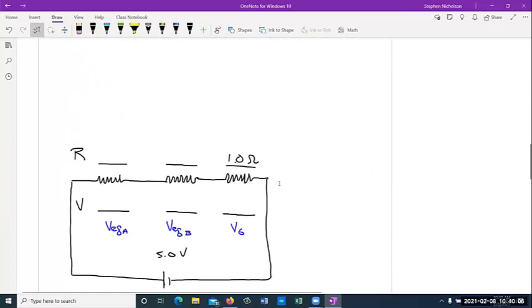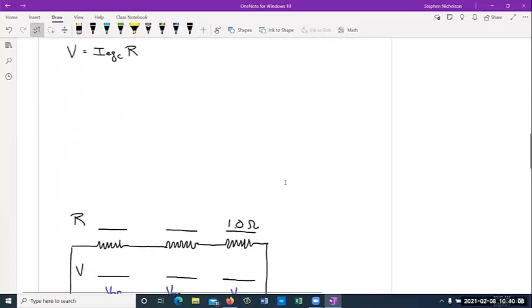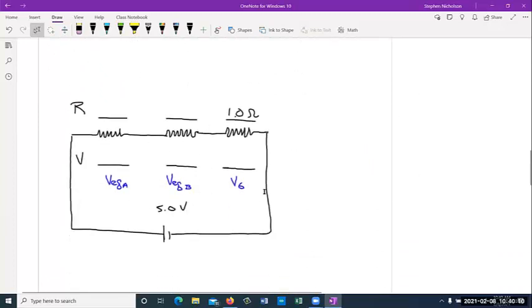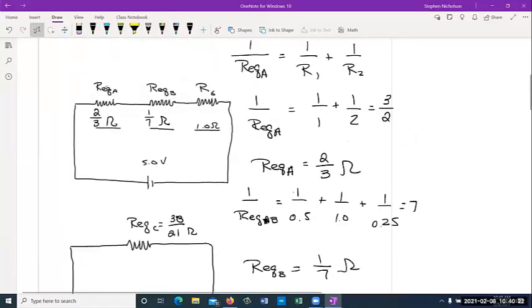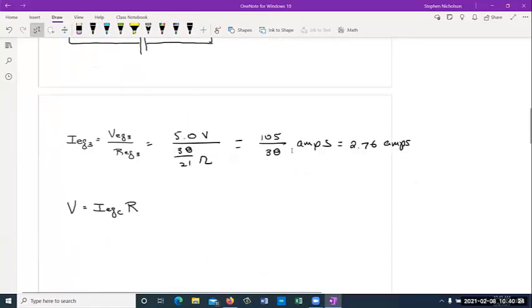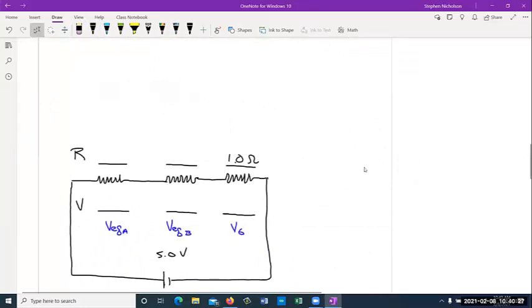So now that we have the current, we go back one step and we calculate the voltage drops, because we know the equivalent resistances. We wrote those down, so we got to go steal those from earlier. So from this step, it was 2/3, 1/7, and 1.